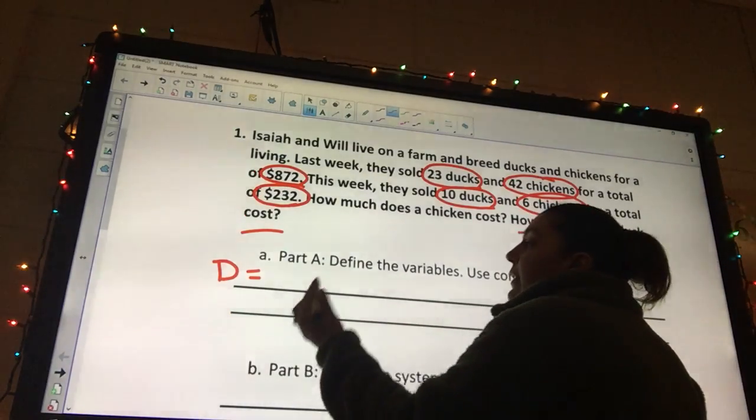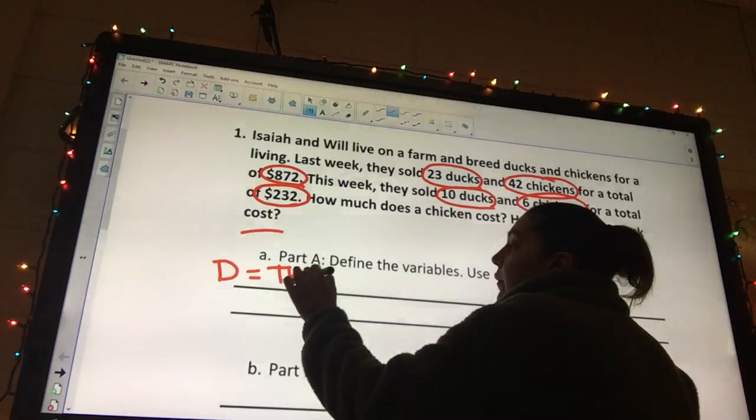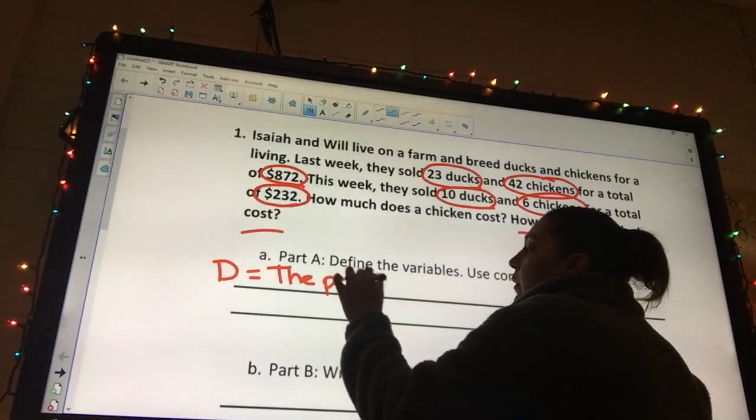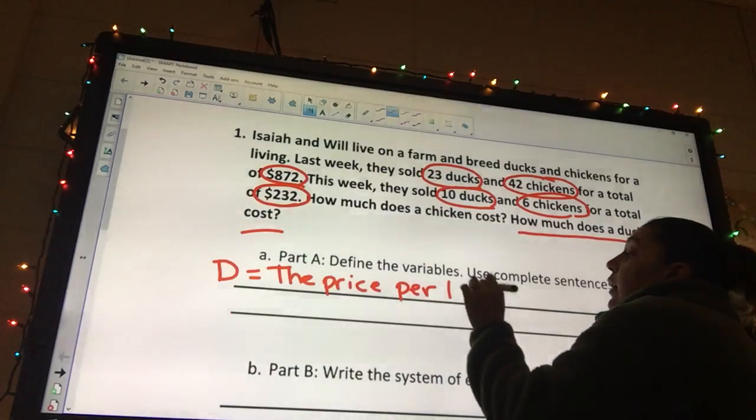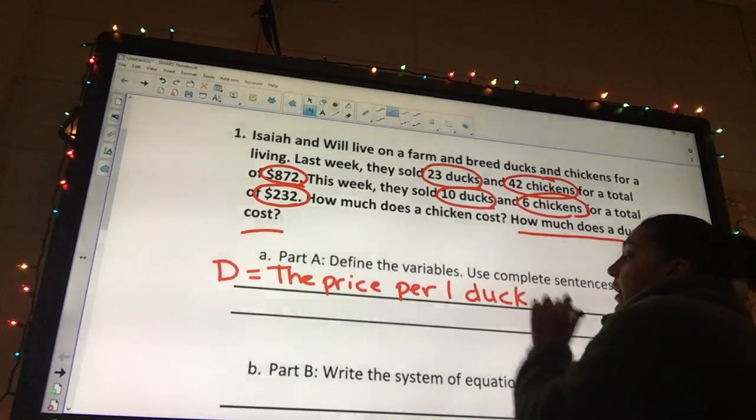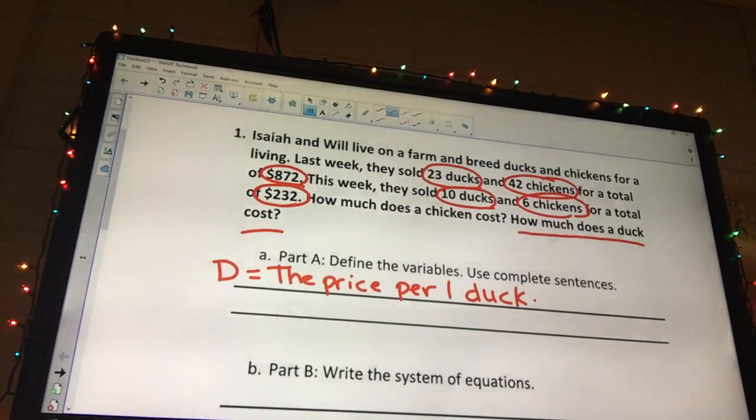D is going to be the price per one duck. You can't say the price per ducks, because ducks with an S is plural, which means you should have more than one. So we want the price per one duck, because that's what they're asking. How much does a duck cost?